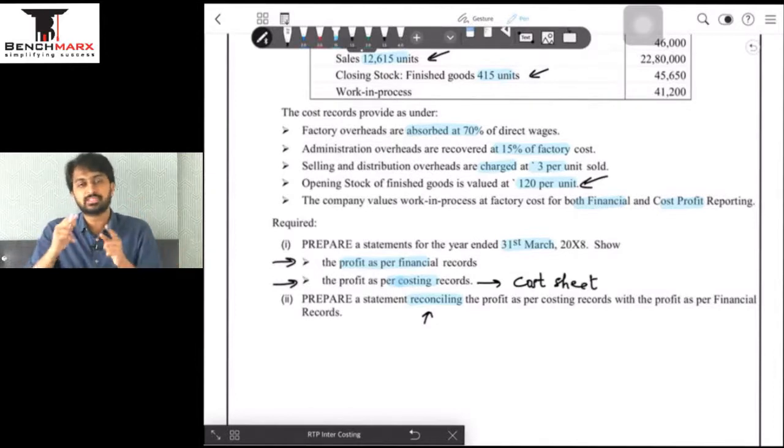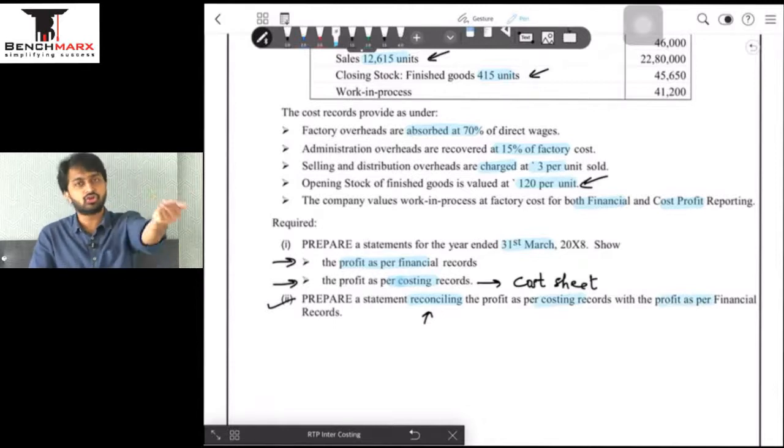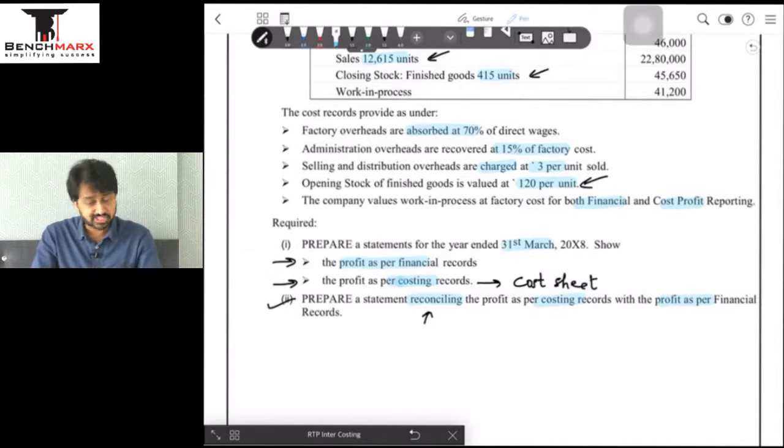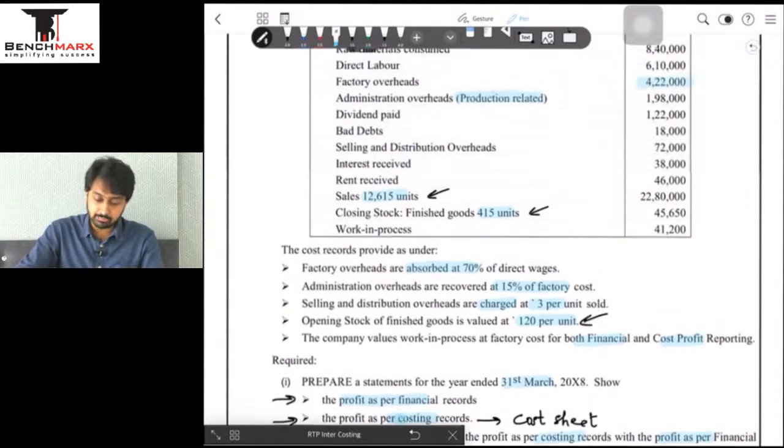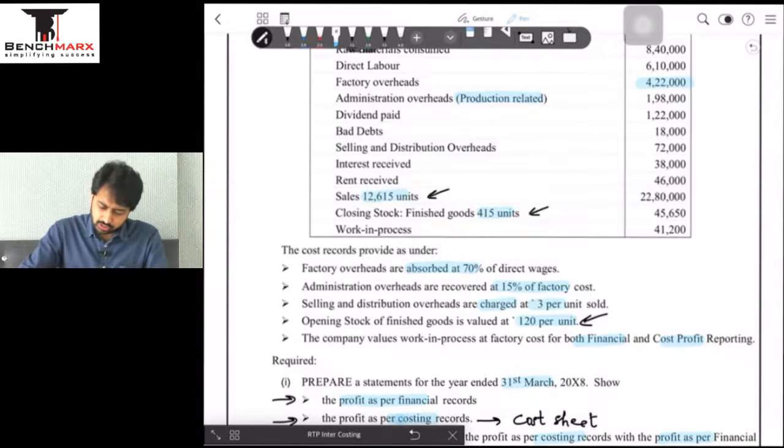These two के बीच में reconciliation has been asked in part number 2. Prepare a reconciliation of profit as per cost records with the profits as per financial, which means start from the cost and go towards the financial records. काफी अच्छा क्वेश्चन है लास्ट डे पे रिवाइज करने के लिए, because reconciliation भी रिवाइज होगा and cost sheet करने का भी रिवाइज अपना हो जाएगा. Simple, yes.